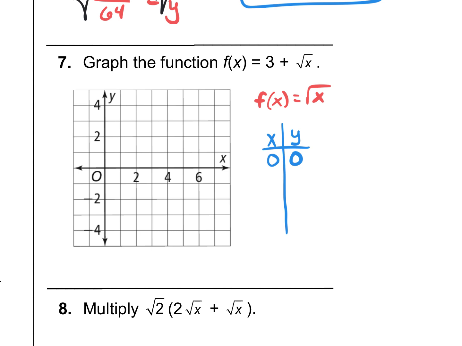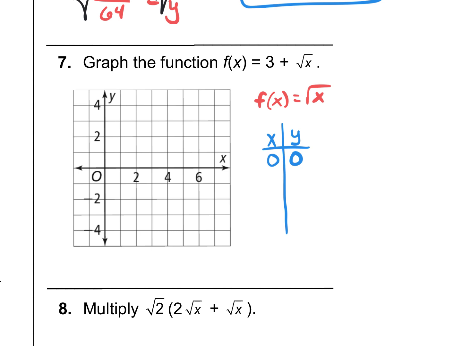Give me a random number. Okay, let me try 2. If I plug in 2 into this function, is it going to come out nicely? Because what's the square root of 2? Right, there's not a perfect answer for that, okay? So what kind of numbers do we want to use for this?